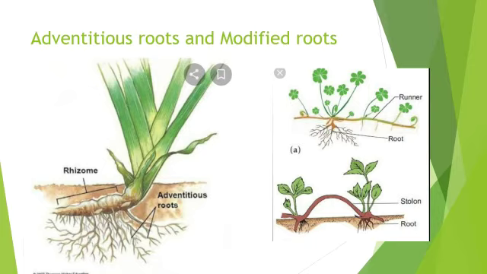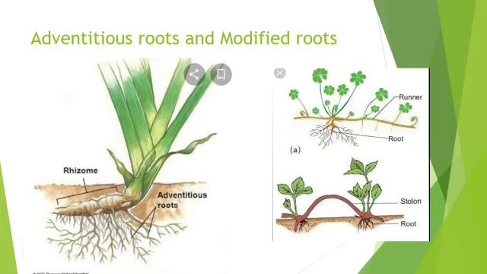Next one is the fibrous roots. The second type of root is fibrous roots. Thread-like or fiber-like roots arising from the stem are called fibrous roots. So students, there are two types of roots: taproots and fibrous roots.